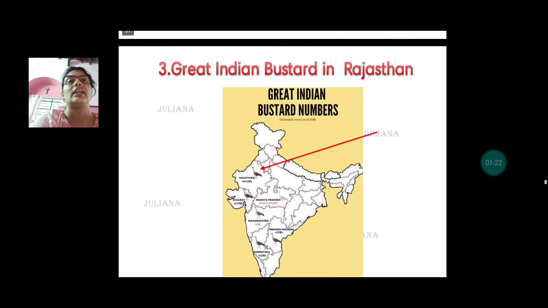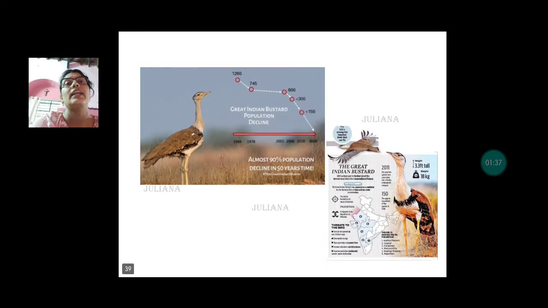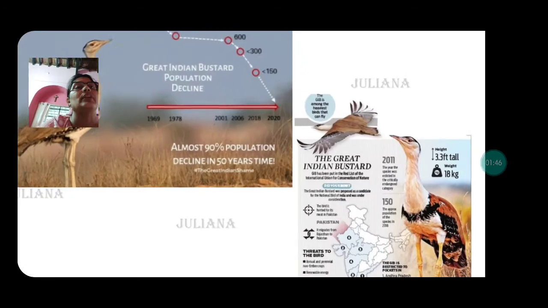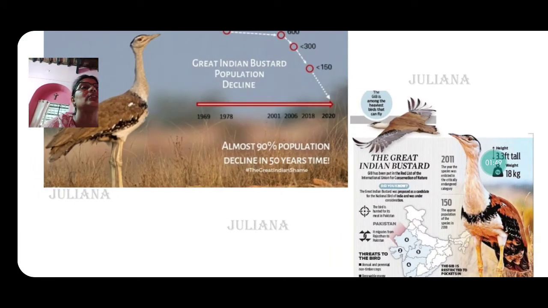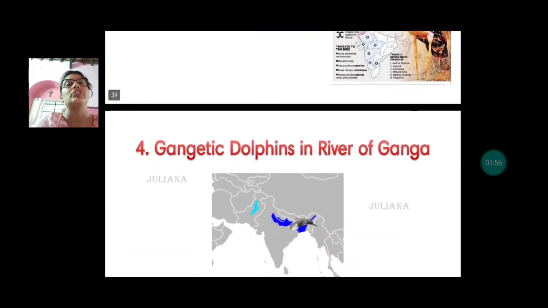Great Indian bustard in Rajasthan. Okay, the answer is in Rajasthan. You can see the arrow over there pointing towards the Great Indian bustard. Just as Brazil had huge birds called condors, here in India we have the Great Indian bustard. The population of Great Indian bustard is sadly declining. Okay, that means the birds are becoming extinct. The bird actually measures up to a height of 3.3 feet tall. Okay, so these are quite tall birds, but their population is sadly declining.